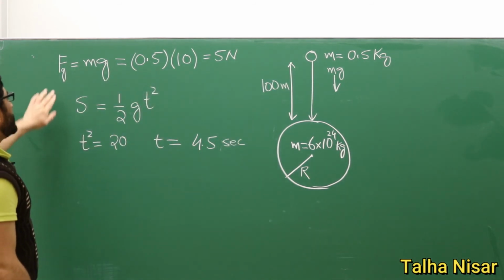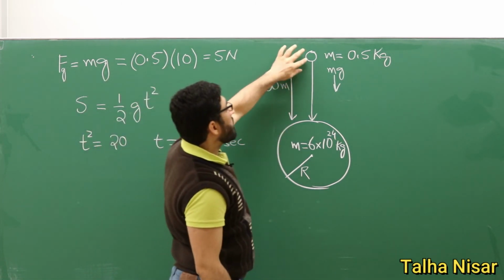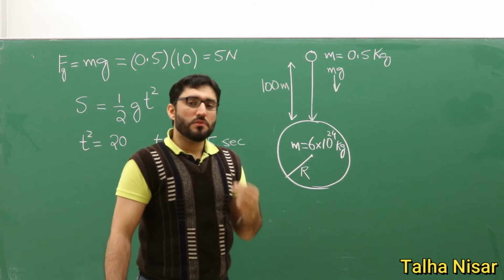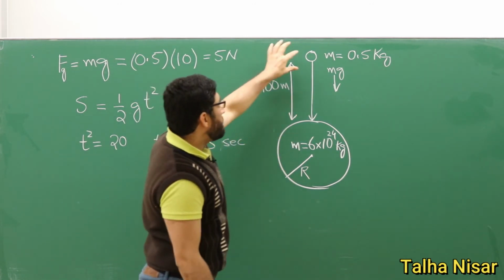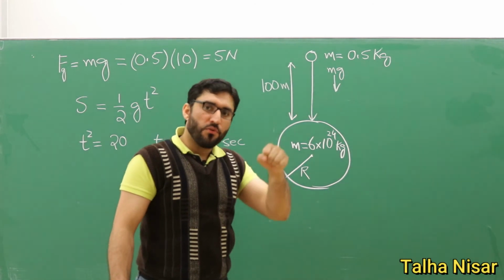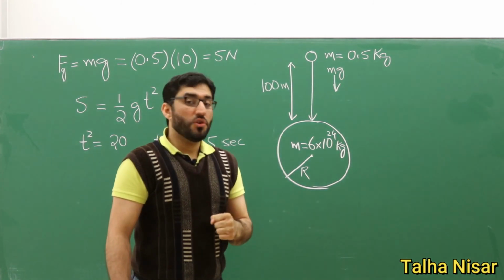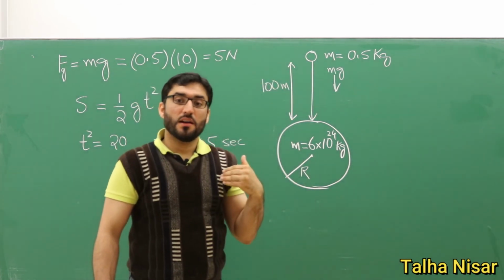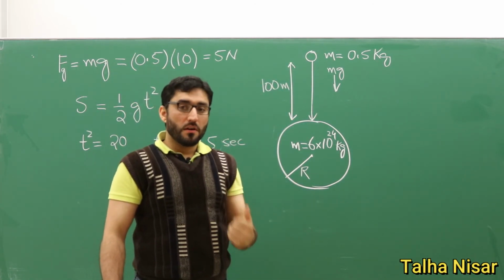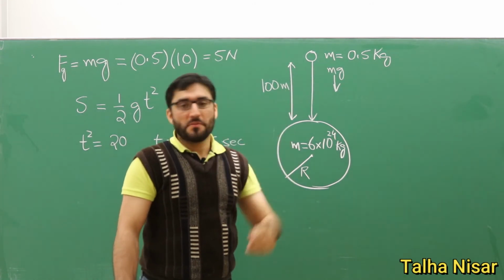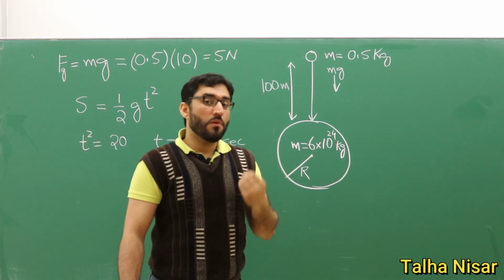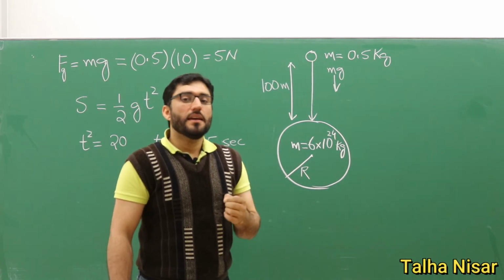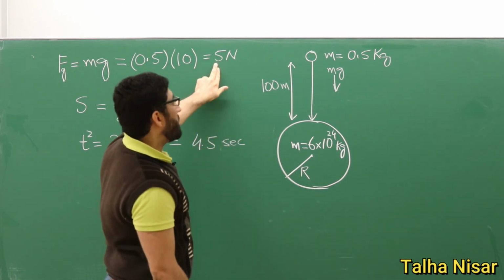Now what we see here is that the Earth is exerting a gravitational force on this ball, but according to Newton's third law, this ball should also exert a force on the Earth. So if the ball is moving towards the Earth, the Earth should also move towards the ball. Now we will calculate how much the Earth will move towards the ball because of this gravitational force.